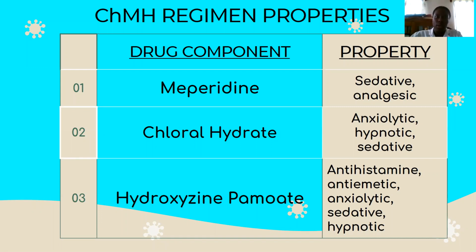Each component of the CHMH regimen has separate properties. So meperidine is a sedative as well as an analgesic, and it has histamine-releasing effects. Chloral hydrate has anxiolytic effects, hypnotic effects that would render the patient sleepy, as well as sedative effects that would calm the patient. Hydroxyzine palmate also has antihistamine effects, antiemetic, anxiolytic, sedative, and hypnotic effects.